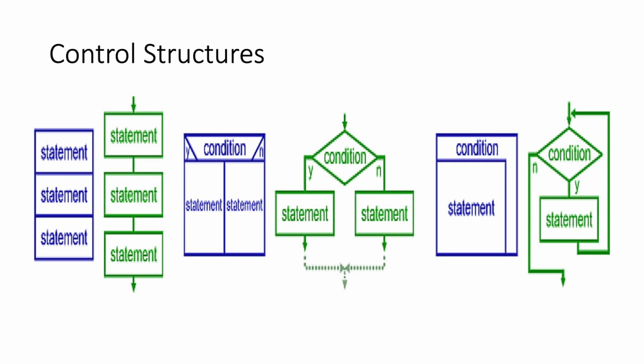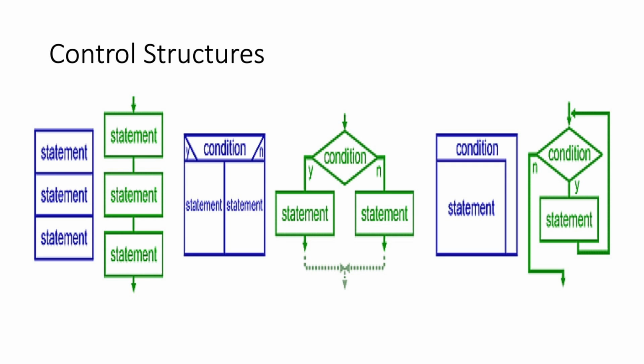Coming to the first one, the sequence. A sequence consists of a single statement or maybe multiple statements arranged in order, where the statements are executed one after the other. This is shown in two notations. The blue notation is the formal NS notation, while the green one is the flowchart notation.